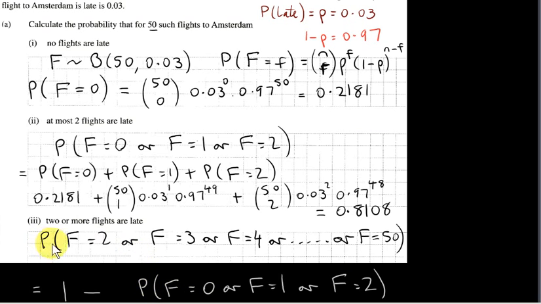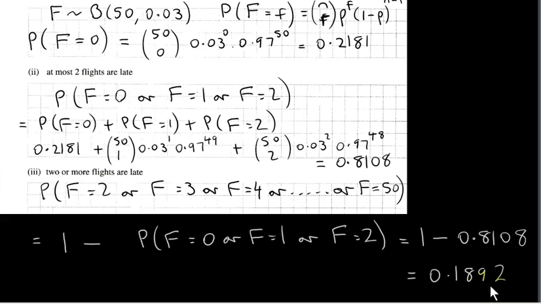If that's the case, then to find the probability that F is from 2 up to 50, we take 1, the sum of all the probabilities, and subtract off the probabilities that F equals 0 or 1 or 2. And we've already calculated this in the previous part. We got 0.8108. So we get 0.1892.